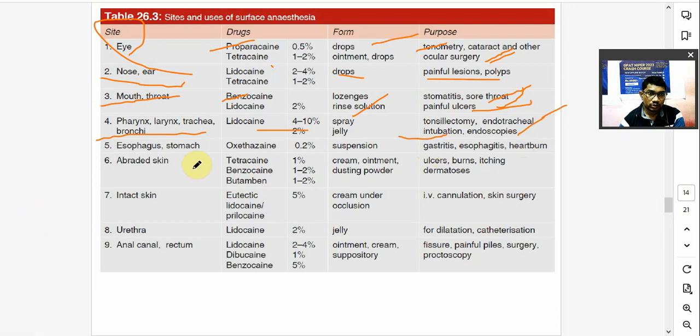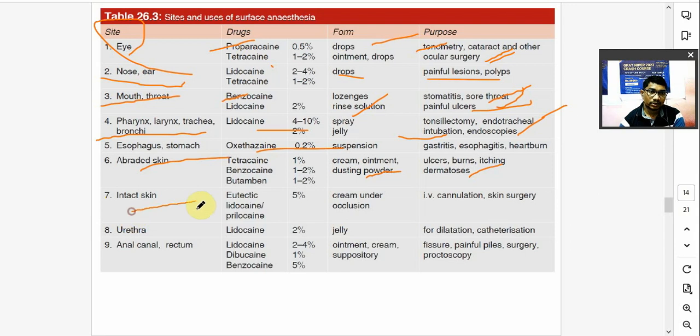For the esophagus and stomach, oxethazaine is used as a suspension for gastritis, esophagitis and heartburn. On the skin, tetracaine, butacaine and butamben are used in the form of cream, ointment and powder for ulcers, burns, itching and dermatitis.